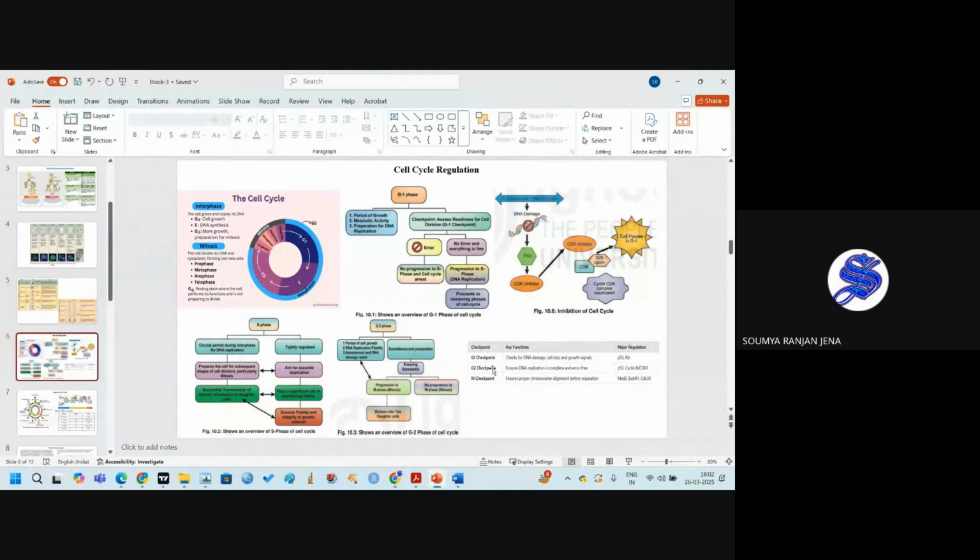And another one is the M checkpoint, that is the G2 to M checkpoint. In this G2 to M checkpoint, it ensures proper chromosome alignment before separation, because in the growth phase the chromosome alignment may or may not occur properly, and this will be checked by three different proteins, that is MAD2, BUBR1 and CDC20, and this is the complete cell cycle regulation by different checkpoints.